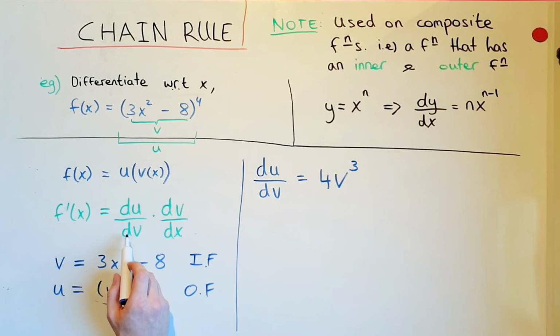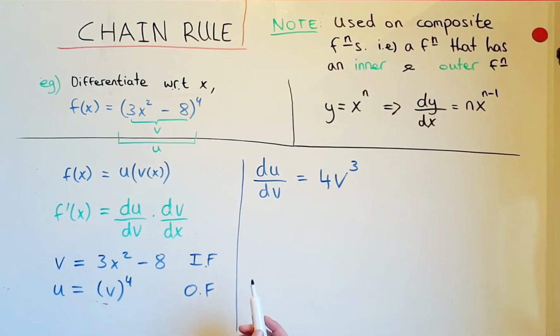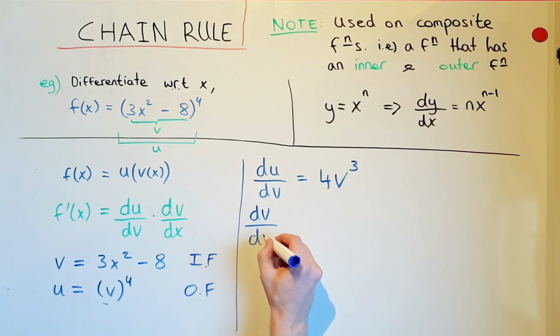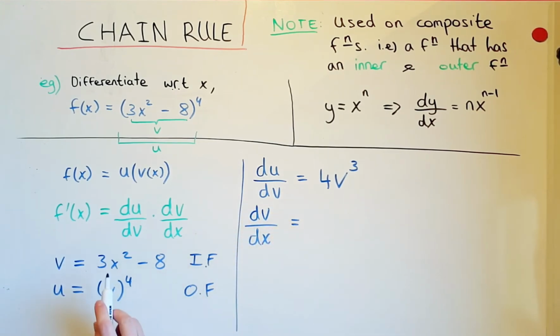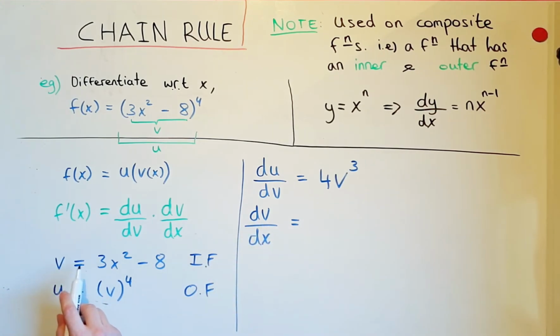Alright, so if you look here, we already have half of this chain rule figured out already. The du dv we just figured out to be 4v cubed. So now what we have to do is we just have to figure out the other half of the chain rule, which is the dv dx, which we're going to be dealing with this v equation here. So now we're going to differentiate v with respect to x. As you can see that our v is dependent on x. So how do we differentiate 3x squared minus 8?